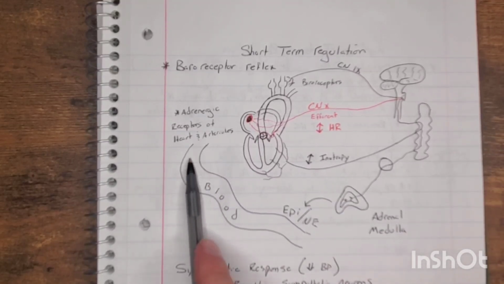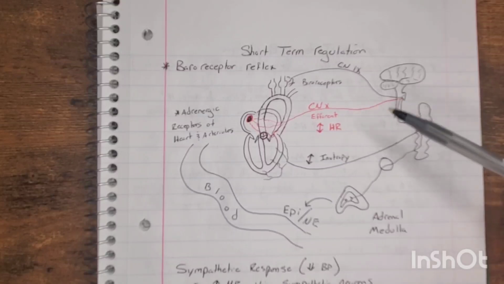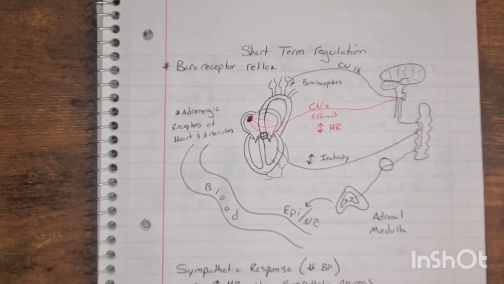If you remember what's in our blood vessels, we have alpha 1 receptors in our blood vessels. Alpha 1, we remember 1 is going to cause an action. It's going to be a positive effect. So it's going to cause actually vasoconstriction in the blood vessels, which is also going to help bring our blood pressure up. So sympathetic response: increase heart rate via sympathetic neurons, increase inotropy via sympathetic neurons, increase vasoconstriction via adrenal medulla, epinephrine, norepinephrine, increase heart rate and inotropy via circulating catecholamines.